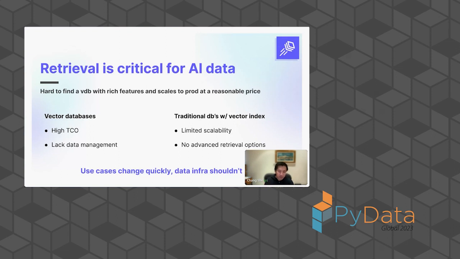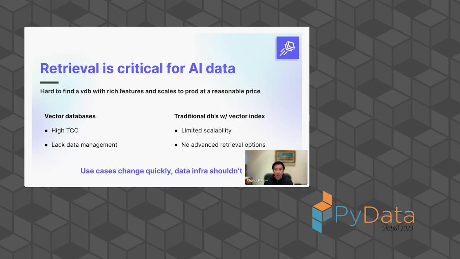As folks build these applications, we realize that retrieval is absolutely critical for AI data. But out of all the choices that we have today with vector databases that power such retrieval, it's actually kind of hard to figure out which one you should use. In general, at least from our users, as they're evaluating, they say that it's hard to find a vector database that has the rich features that they need, and that scales to production at a reasonable price. So if you think about all the choices today, vector databases in general cost a lot and are more complicated to run, and they lack a lot of the data management features that we're familiar with already from traditional databases.